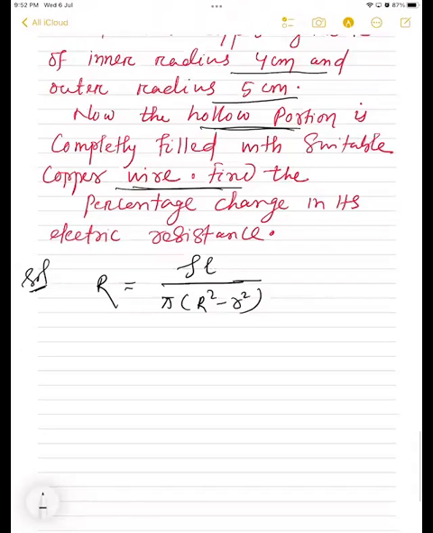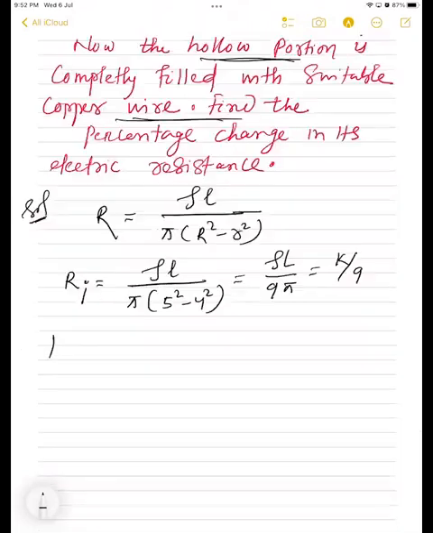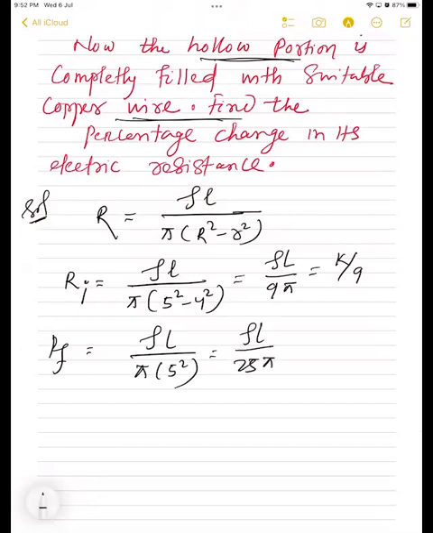Correct. So let the initial resistance be how much? Our initial is rho into L divided by pi into 5 square minus 4 square, right? So that is equal to rho L by 9 pi. That is equal to k by 9, correct? Then students, final resistance is going to be how much? Fully filled, so rho L by the total area, we have to take 5 square, correct? So that is equal to rho L by 25 pi. That is k by 25.